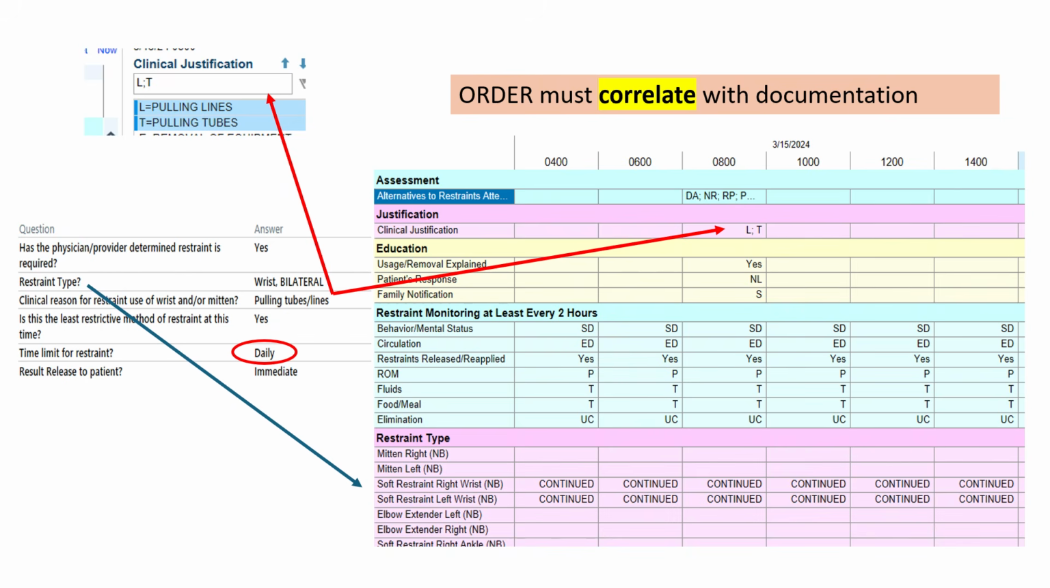When documenting restraints, the documentation must match the physician order. Here we can see in the clinical order, the reason for the restraints is pulling at tubes and lines. Therefore, in the RN documentation, the clinical justification must match: pulling at tubes and lines.